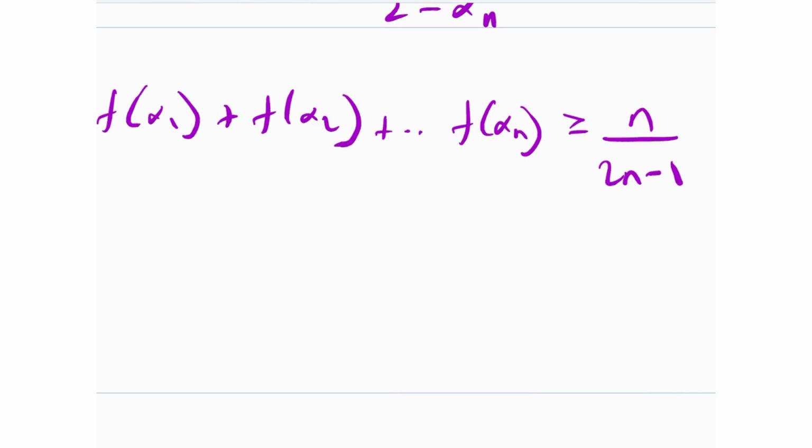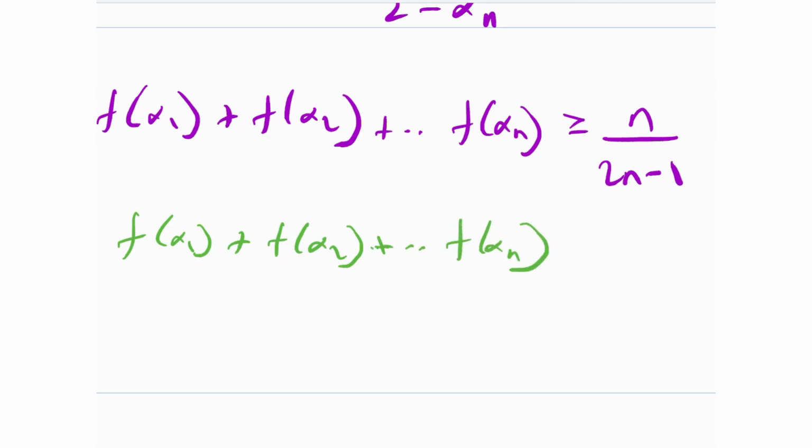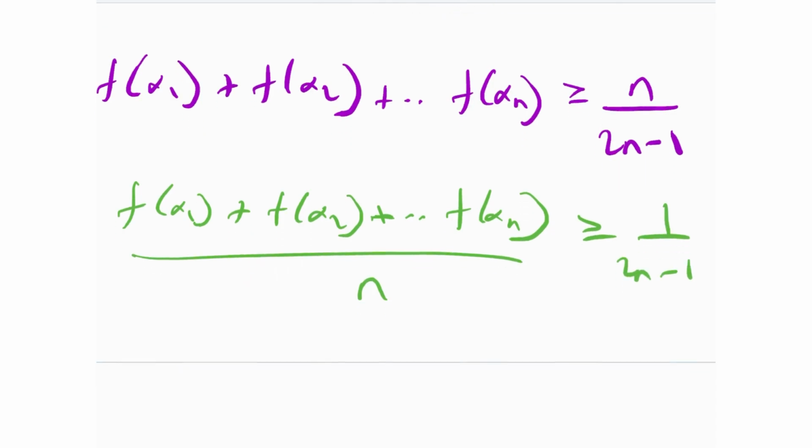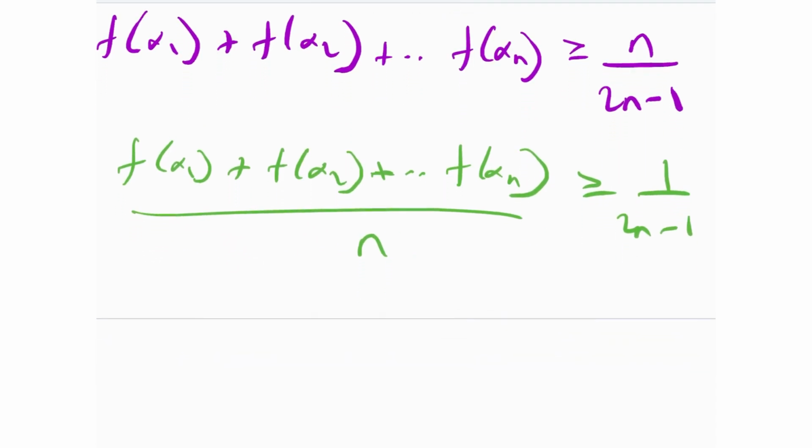So if I just divide by n on both sides over here, f of alpha 1 plus f of alpha 2 all the way up till f of alpha n, divided by n, is greater than or equal to 1 by 2n minus 1. Again, just to tell you, I have to prove this. I haven't proved anything. I'm just doing a little bit of simplification here and there so that I can get somewhere. And we have actually reached somewhere.